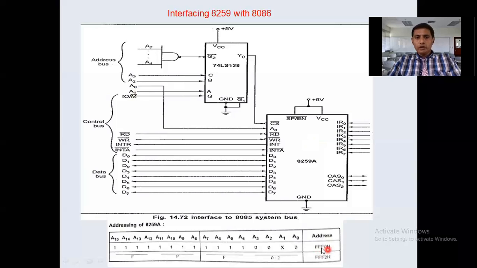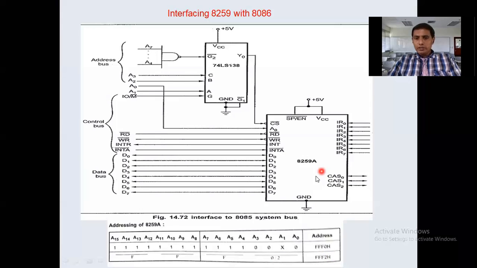3F0H is the address of this particular 8259. So the 8259 is now available at which address? 3F0H, nothing but F0H is the address. For example, in this case, if A1 is 1 instead of 0, then the address is 3F2H. Okay, so like that we can analyze.